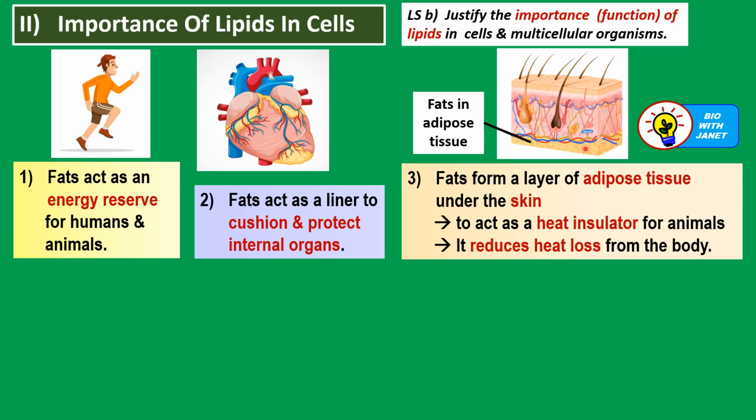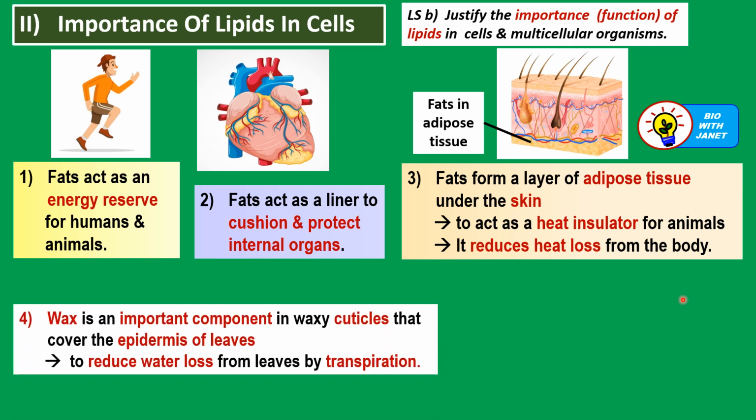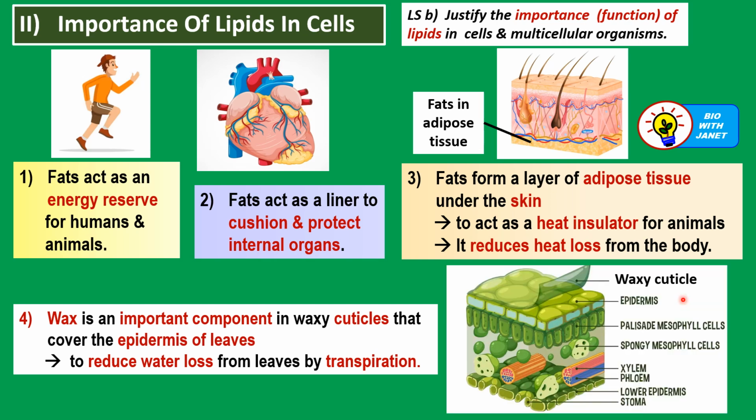So the thicker the layer of adipose tissue or fat, then the more effective is the heat insulator in the body to prevent heat loss from the body, especially in cold weather. Fourthly, wax is an important component in waxy cuticles that cover the epidermis of leaves, and it helps to reduce water loss from leaves by transpiration.